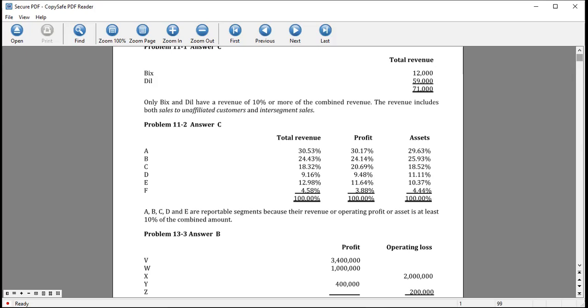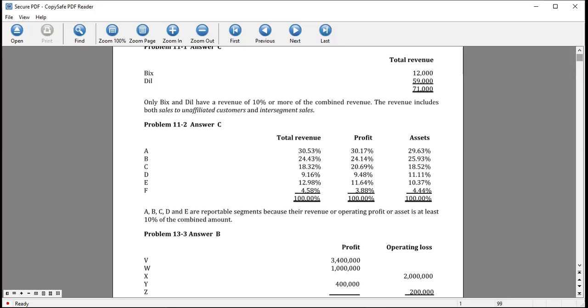then we get 30.53%. For B, it's 24.43. For C, 18.32. For D, it's only 9.16. E, 12.98. And F is only 4.58. Now, with regards to profits, we also add the total profit, and A is divided by the total profit, and the same with the assets.